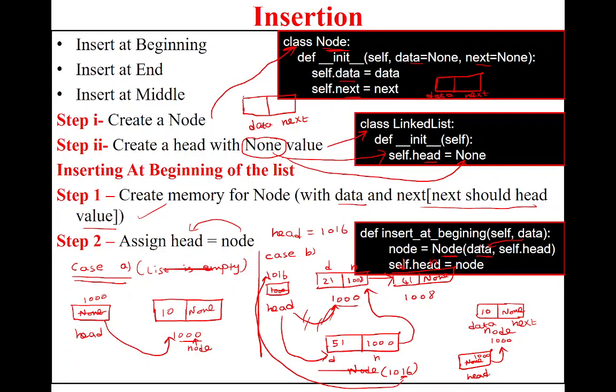Whenever a node is created, data should be there and the next value. This is data. This is the next value. See, whenever you create the node, the constructor will be called. That is why it has two variables, data and next. Data will be given by the user, and the head value will be this next value. Okay, this is how we have to write the code.